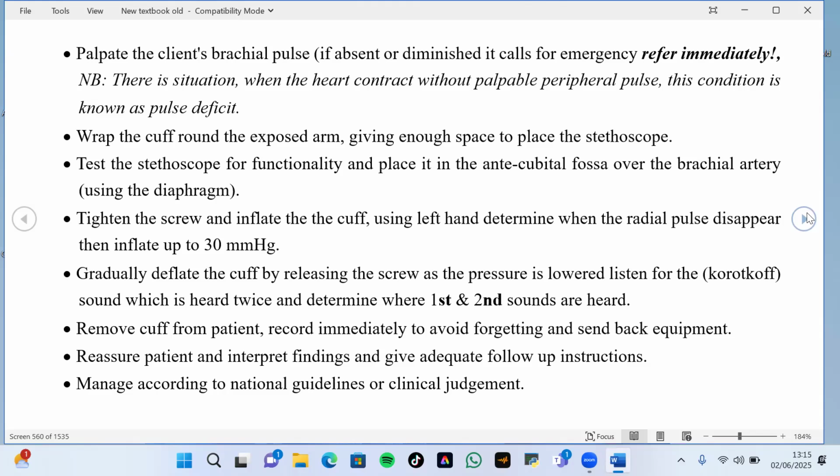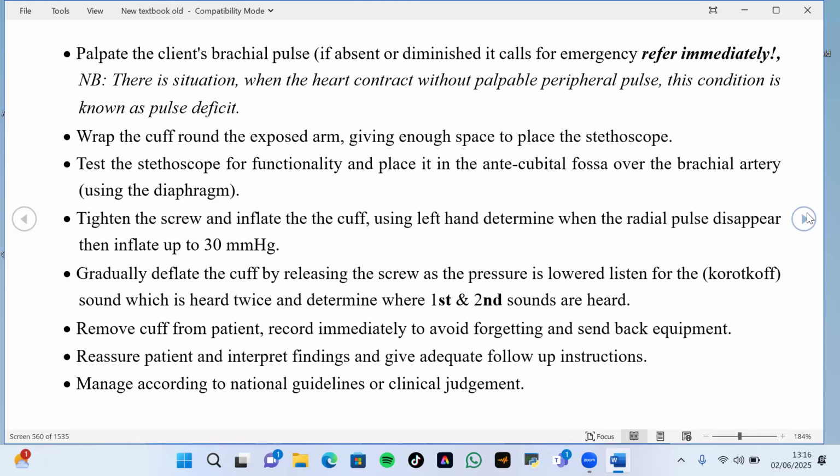Tighten the screw and inflate the cuff using your left hand. You now determine when the radial pulse disappears. As you have tied the cuff and you're applying pressure, you also palpate the radial artery. Once the radial artery is no longer pulsating, inflate the cuff a little higher, to about 30 millimeters of mercury. Then gradually deflate the cuff by releasing the screw. As the pressure is lowered, you listen to hear the Korotkoff sound, which is heard twice: first and second one, systolic and diastolic.